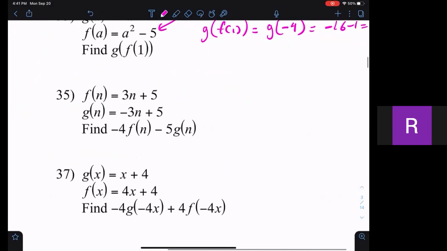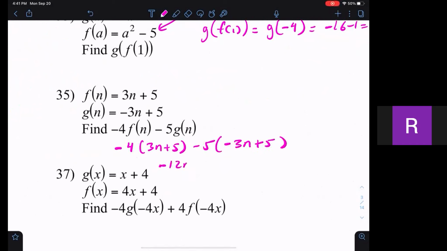So here we have negative 4 times the function, right? 3n plus 5, minus 5 times g of n, negative 3n plus 5, right? So this is going to be negative 12n minus 20 plus 15n minus 25. Combine like terms, 3n minus 45, okay? This is the same as that.